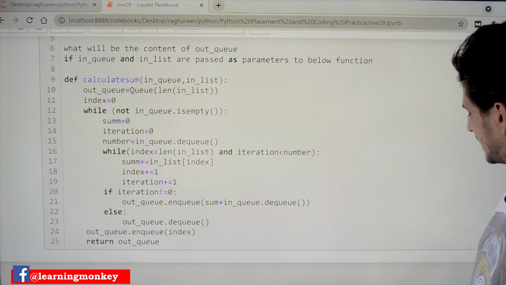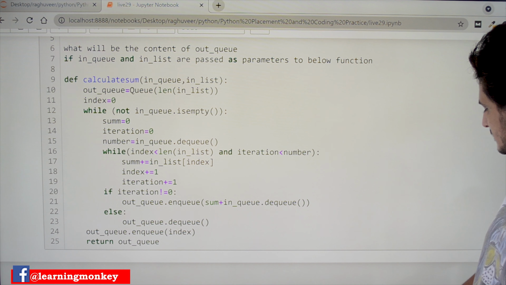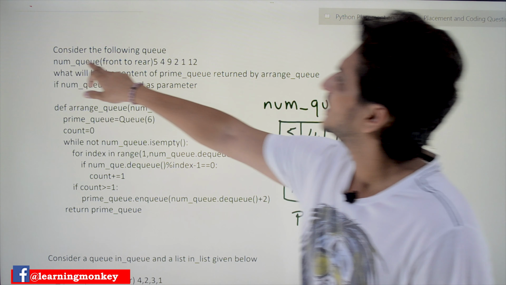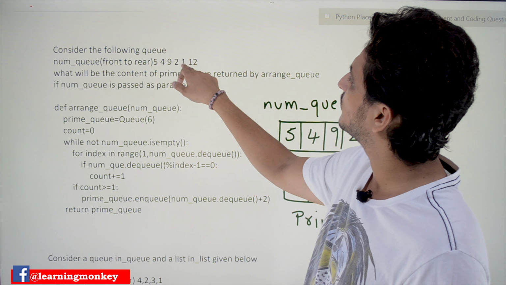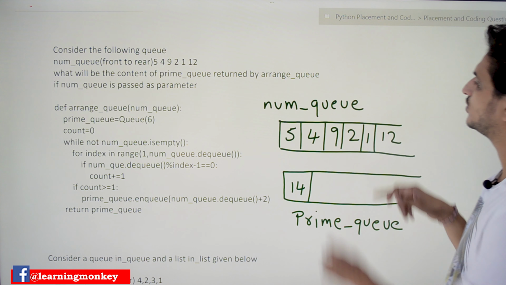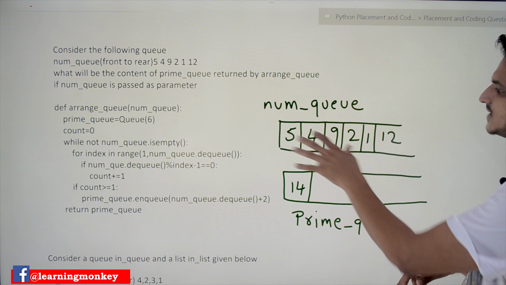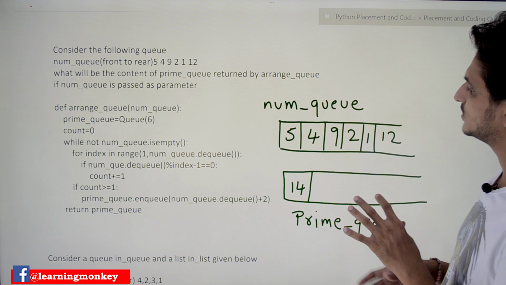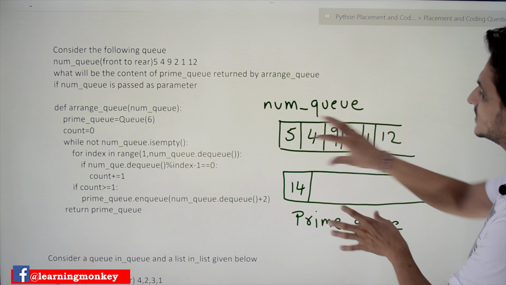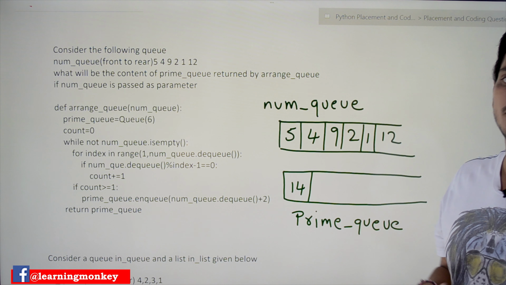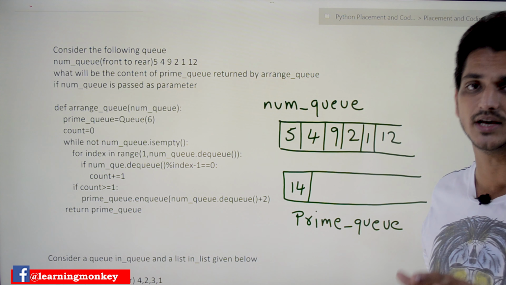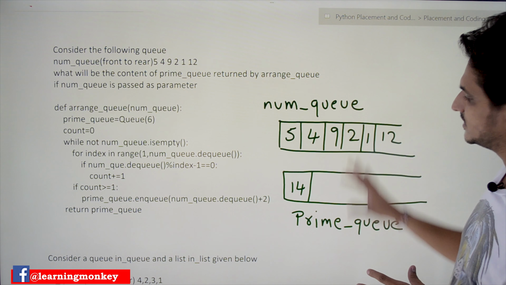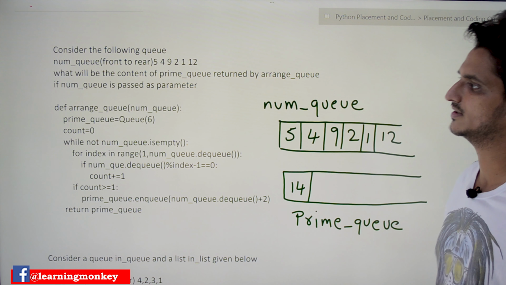Coming to the solution part, this is our first question. NumQ consists of the elements 5, 4, 9, 2, 1, 12. Whenever you are trying to solve this type of question, it is better to write the queue objects and the elements present in that queue, in order not to make mistakes. Otherwise, we will definitely make mistakes.